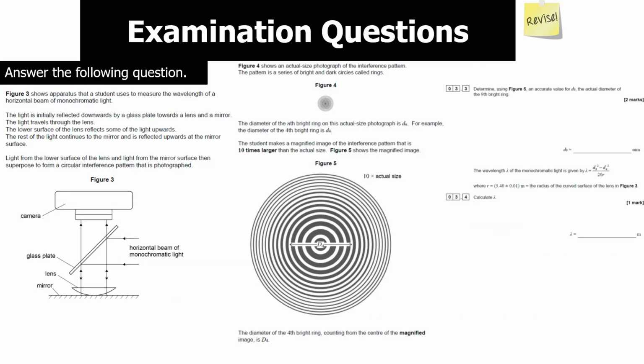Now the next question says, determine using figure 5 an accurate value for D9, the actual diameter of the ninth bright ring. And then the wavelength lambda of the monochromatic light is given by lambda equals D9 squared minus D4 squared over 20R, where R is 3.40 plus or minus 0.01 meters, which is the radius of the curved surface of the lens. So calculate lambda. So pause the video now, then unpause the video when you want to go through your answer.